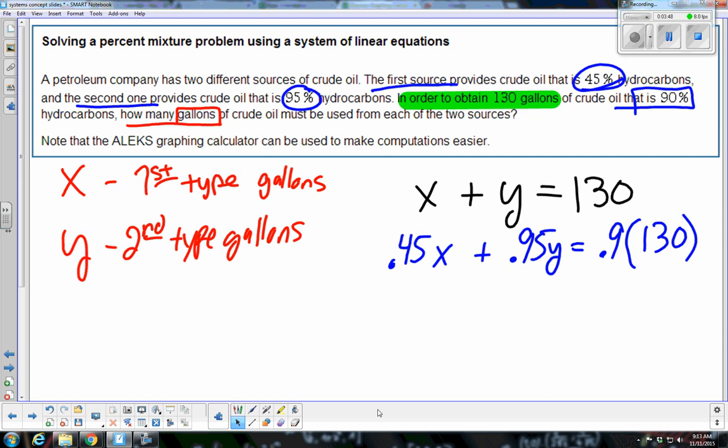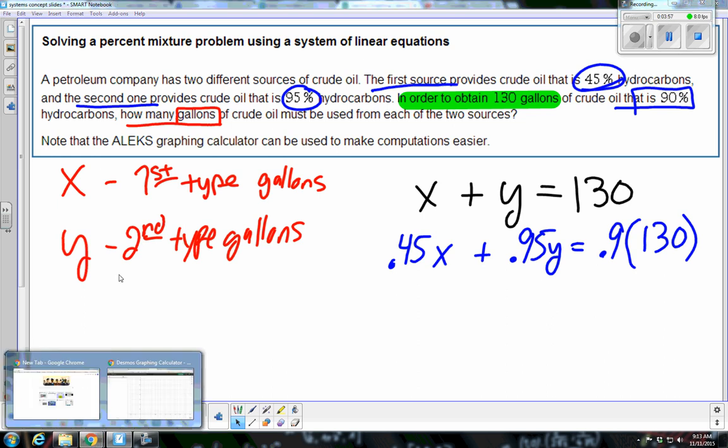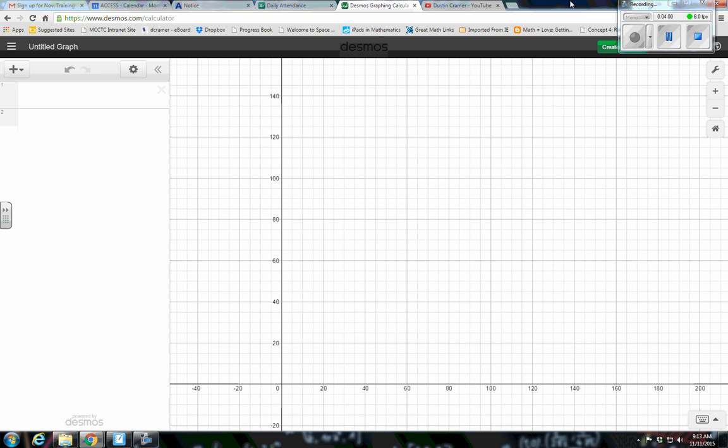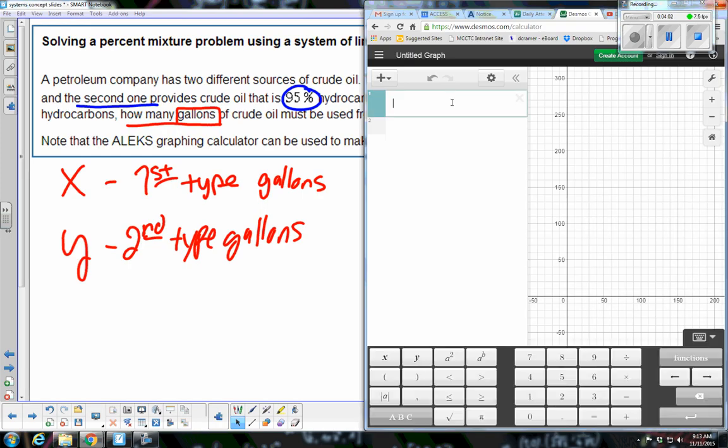So now you've done the hard part. The easy part comes in solving it. You can either solve it by substitution, elimination, or you can use a matrix if you'd like. But me, I'm going to do it with Desmos. I'm going to do it graphically. So if I type these two equations in, let me get them over here so I can see them both.